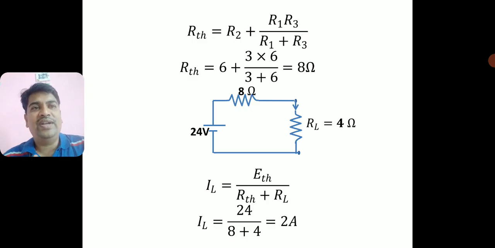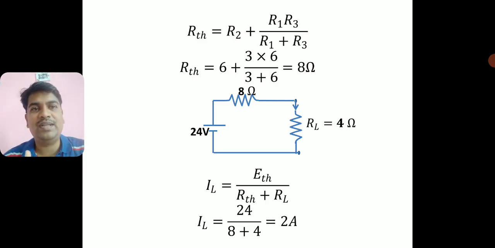Now I need to find out the current which is flowing through the load resistor RL, which is 4 ohm. That's a given data. Now current through RL is a simple Ohm's law. You apply simple Ohm's law, which is voltage by resistance. Voltage is 24 volts. Resistance is the two resistors which are in series, 8 ohm and 4 ohm. These two resistors are in series.